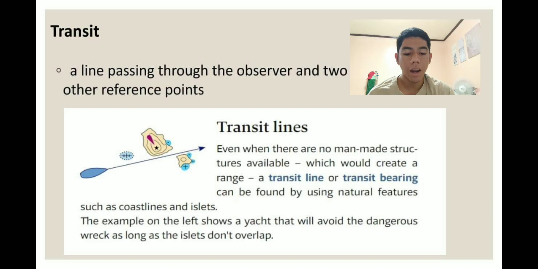Transit. A line passing through the observer and two other reference points. Transit lines: even when there are no man-made transits available which would create a range, a transit line or transit bearing can be found by using natural figures such as coastlines and inlets. So, to get transit lines, you have two objects like islands facing each other, and your LOP is the transit line passing between them.